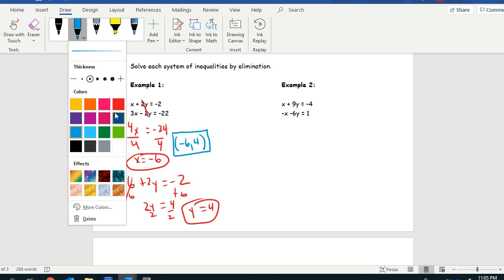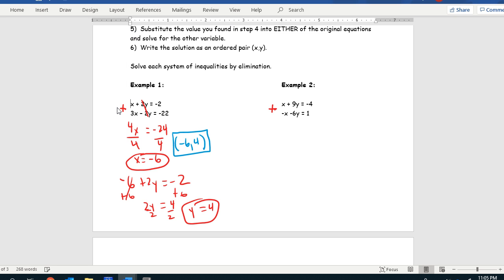Okay, we're back. All right, x's and y's are lined up. We notice right off the bat the x's have opposite coefficients, so we're just going to add the two rows together. X plus negative x, eliminated. 9y plus negative 6y, 3y. Negative 4 plus 1, negative 3. Divide both sides by 3. Y equals negative 1. So there's half of our answer.